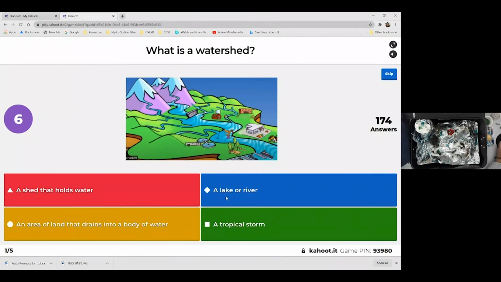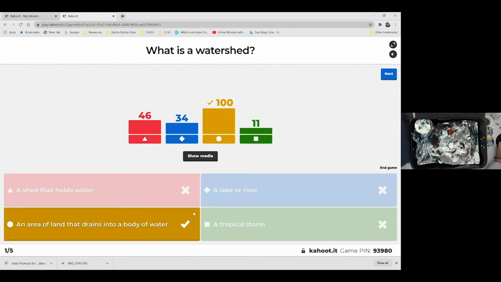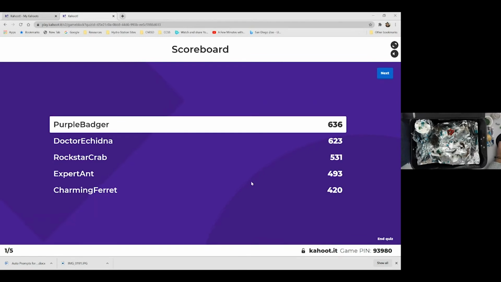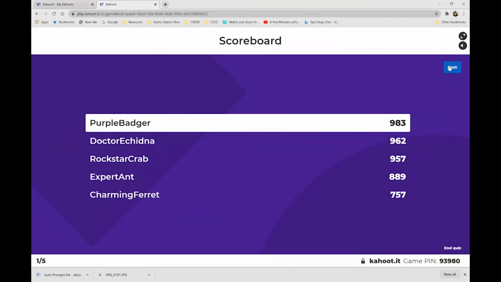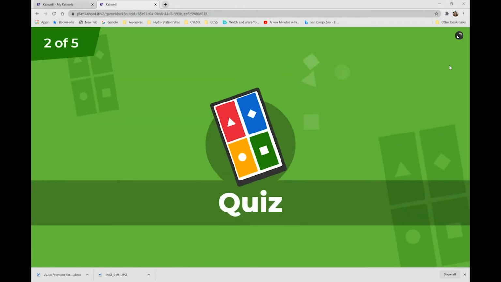All right, couple more seconds. I'm seeing all those answers come in. Let's find out what the definition is here of what is a watershed. It was an area of land that drains into a body of water. Looks like many of you got that correct. So awesome job. Let's go ahead and see. Looks like we have our friend Purple Badger in the lead. Purple Badger was probably pretty quick on answering.